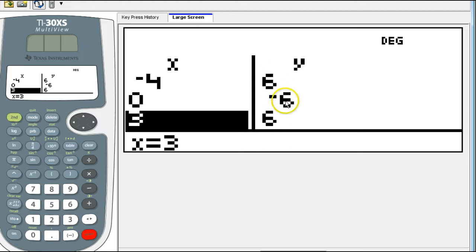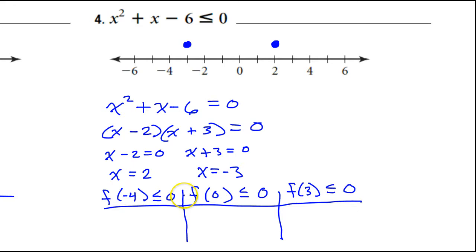So we can just type them in, negative 4, 0, and 3. So this is what we get, 6, negative 6, and 6. So we are asking ourselves, is the function less than or equal to 0 here? Is 6 less than or equal to 0? No. That means negative 4 is not a solution, which means none of the values in the first interval are solutions. So we will just leave this blank.